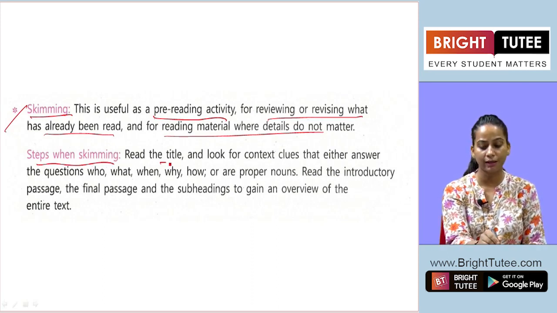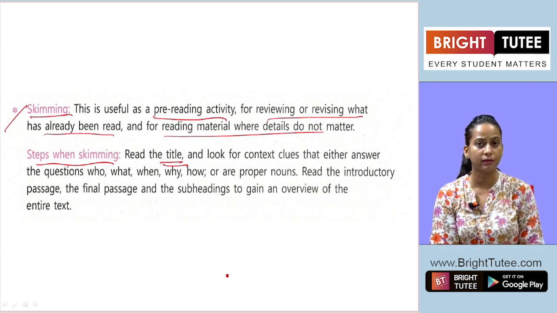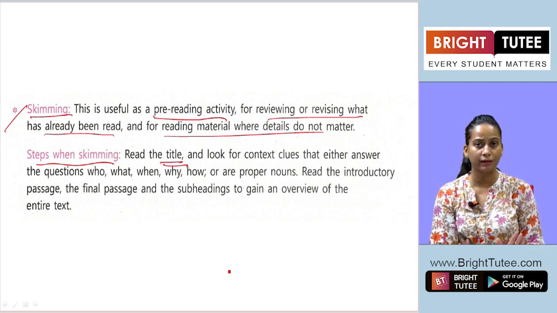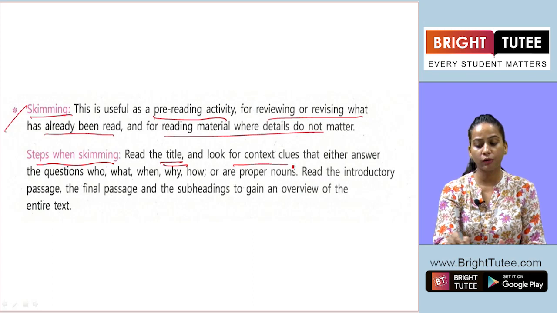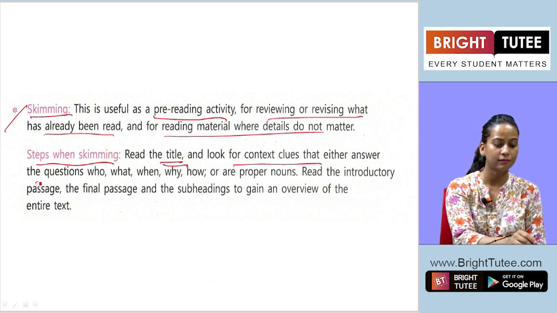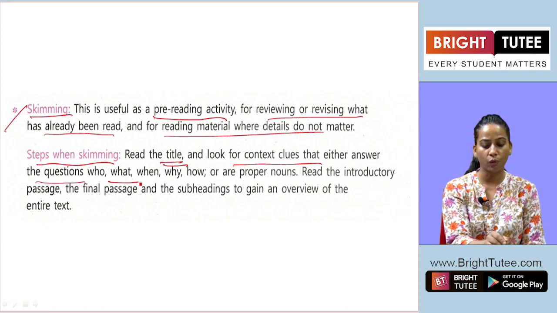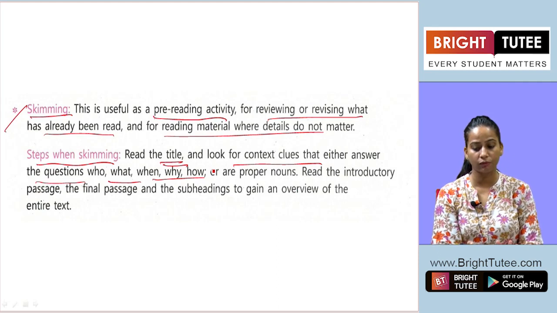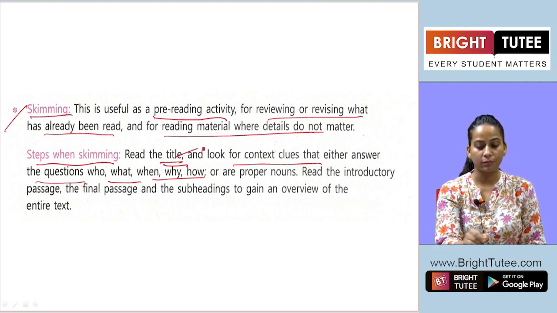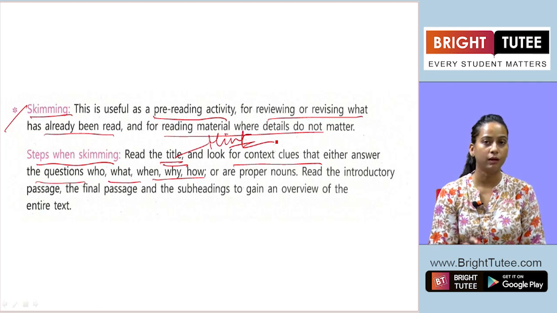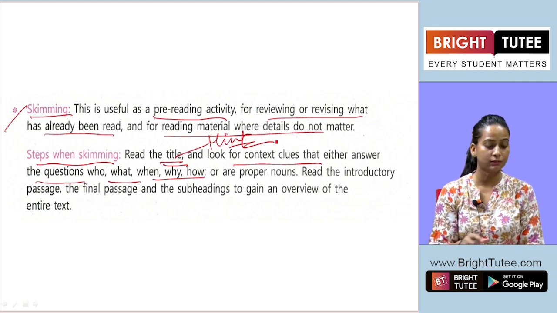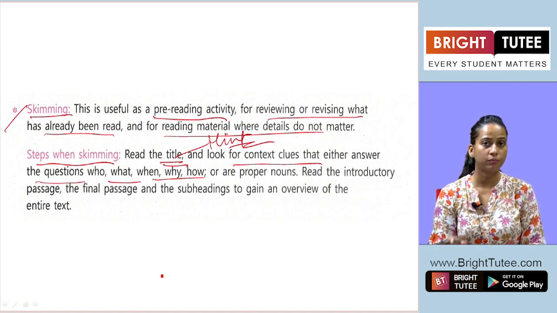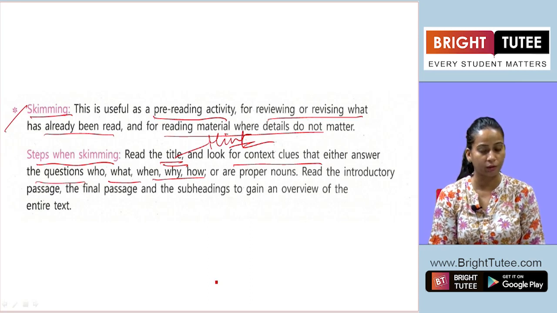What are these? Read the title. We have to read the title of the given text or the story if you are reading. And look for context clues that either answer the questions who, what, when, why, how, or are proper nouns. The title is also going to give you a little bit of a hint about what the text is going to be about. And beside that, you have to find out the answers to these questions, who, what, when, why, how, and other proper nouns present in that particular text.